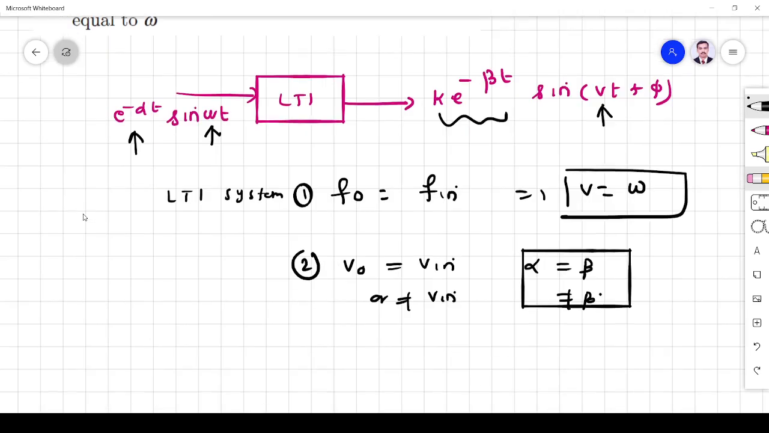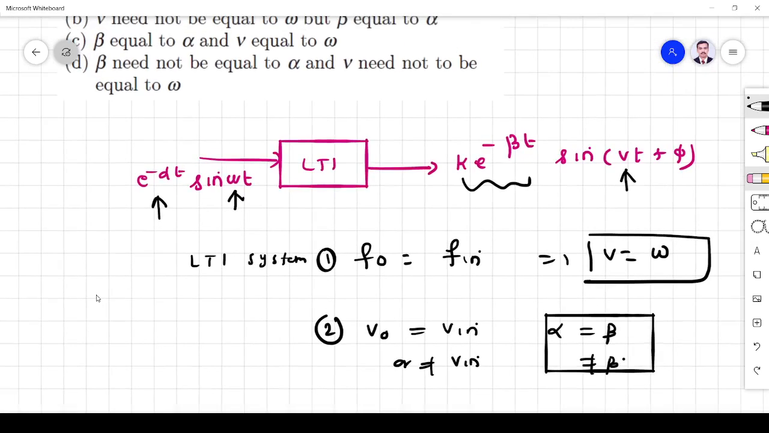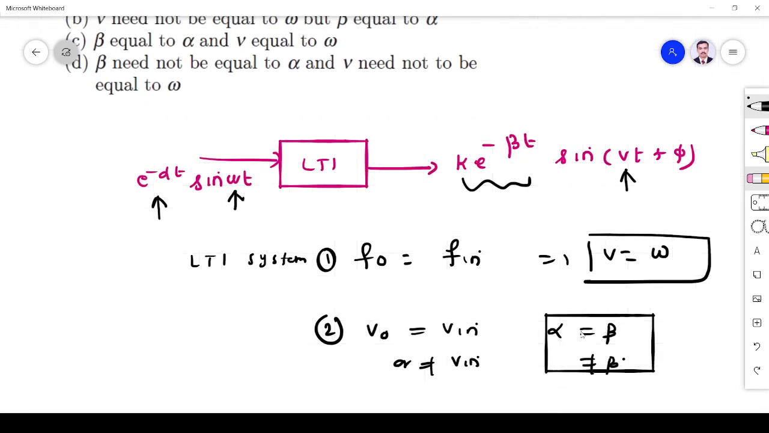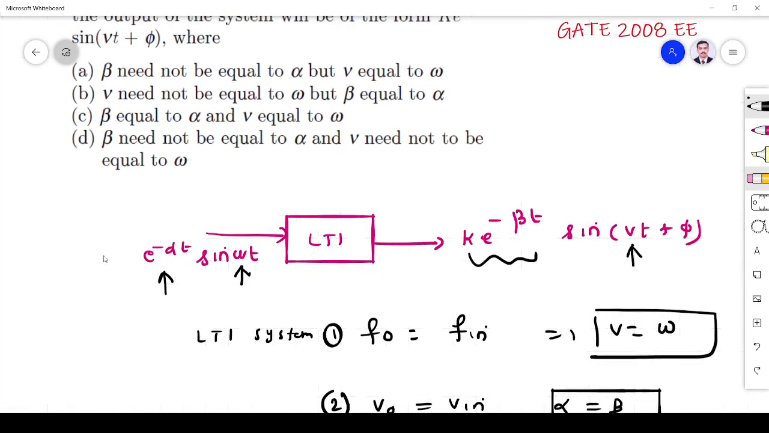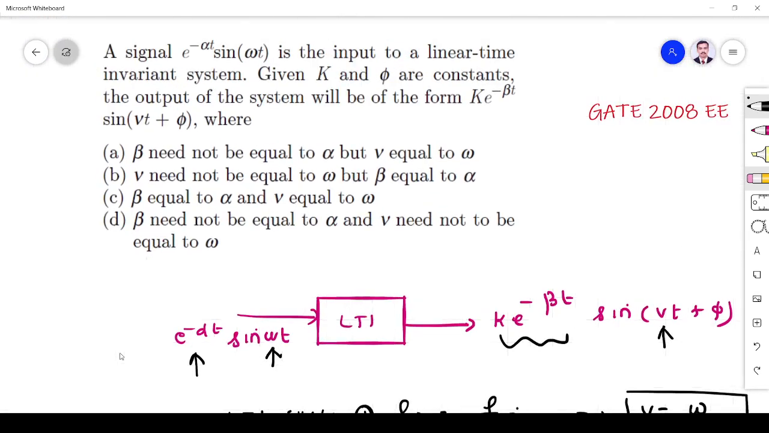Regarding phase also, the phase of the output may be equal to the input or may not be equal to the input. Here they don't mind about phase, so that is the extra condition I give. So v must be equal to omega, but alpha may or may not be equal to beta. So v must be equal to omega, and beta need not be equal to alpha.